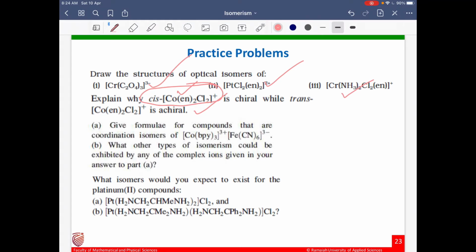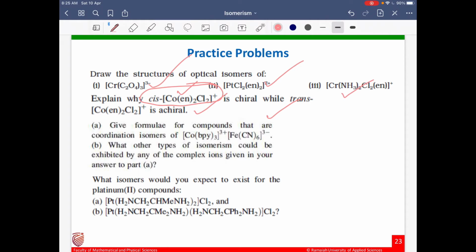Give formulae for the compounds that are coordination isomers of [Co(bpy)3]3+ and [Fe(CN)6]3-. What other types of isomerism would be exhibited by any of the complex ions given in your answer to part A? For this question, what other types of isomerism would be exhibited by any of the complex ions given in your answer to part A?